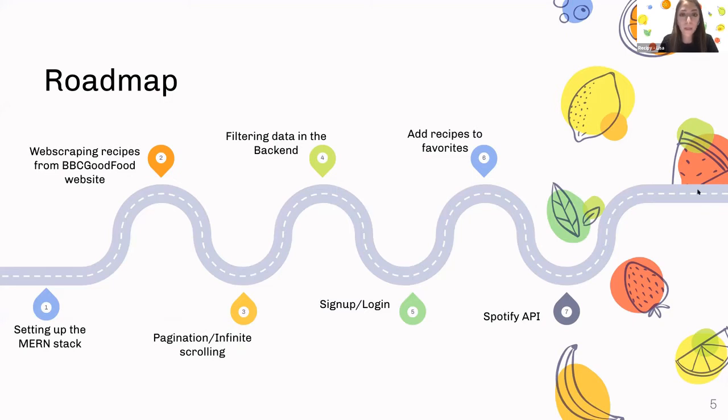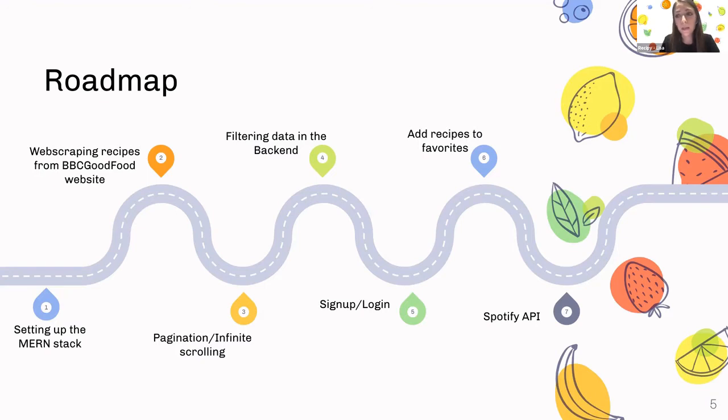So we started by setting up the MERN stack. This was quite an interesting challenge because we had to deal with new tech and learn how to query a non-relational database. This was the first time for all of us doing that. After that, we wanted our website to display a lot of recipes. All the recipes are from the BBC Good Food website.